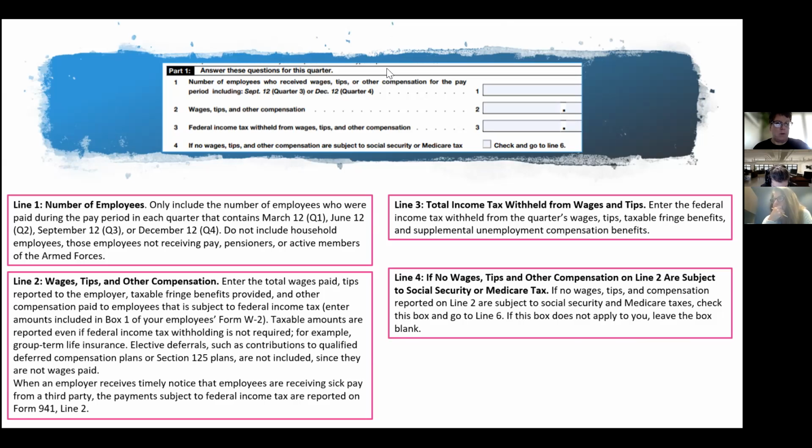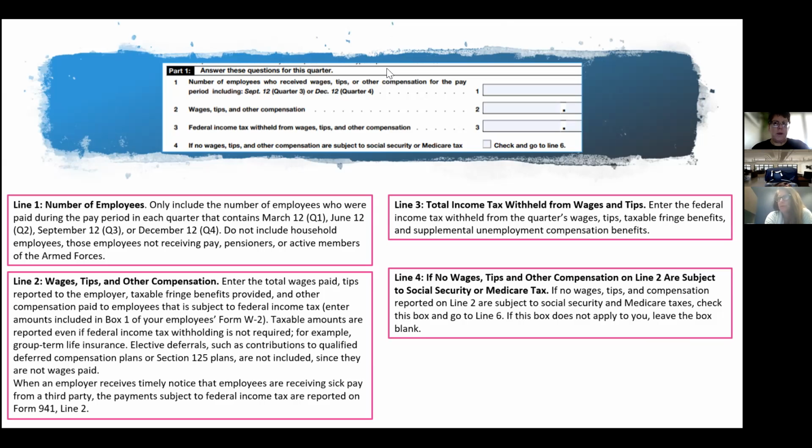So only the people that were paid during the pay period of each quarter, that includes the 12th of the month for each of those quarters. You're not going to include household employees. Of course, you're not going to include any of those employees that have not received any pay. You're not going to include pensioners or any active members of the armed forces that are maybe on maneuvers or something, that are not working for you but are still on your employment rolls right now.